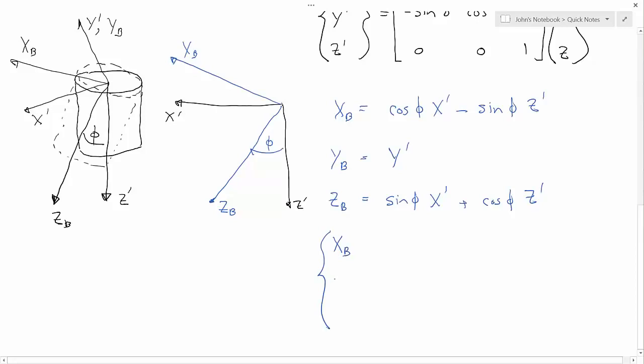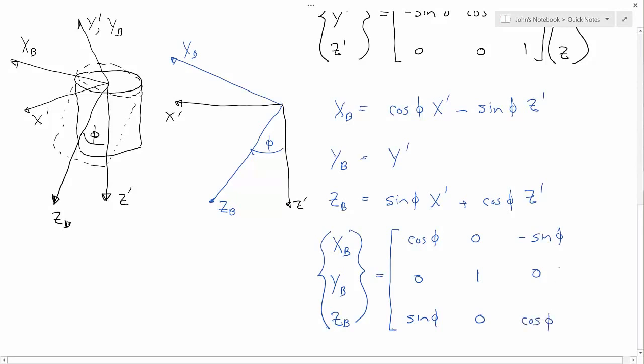XB, YB, ZB is equal to cosine phi 0 minus sine phi, and so on, times X prime, Y prime, Z prime. Right? Everybody okay with that? Are there any questions?